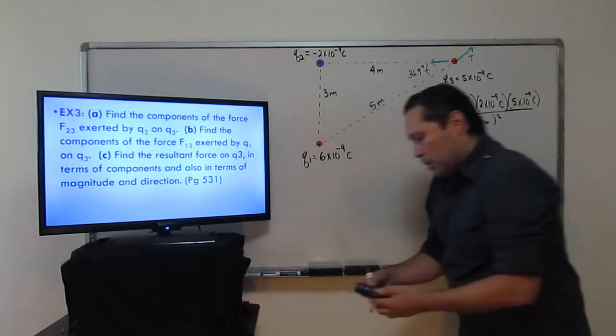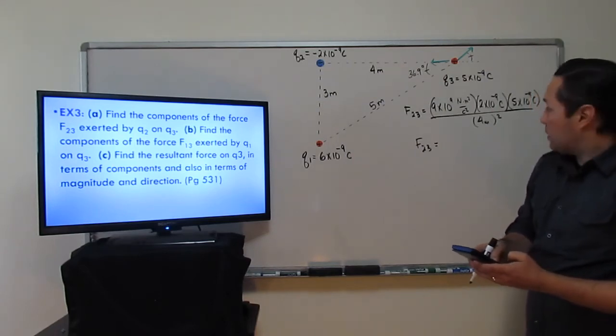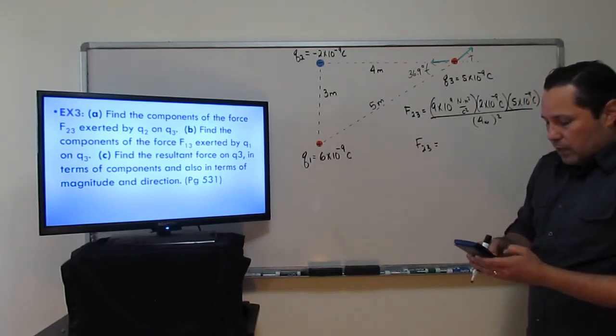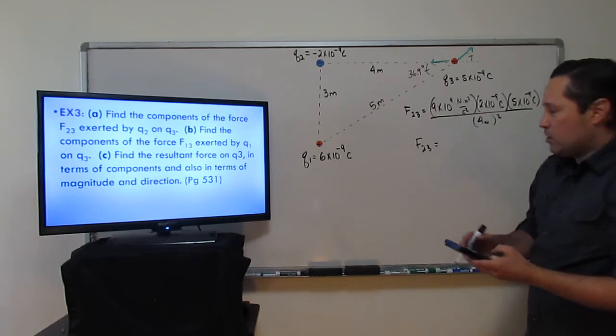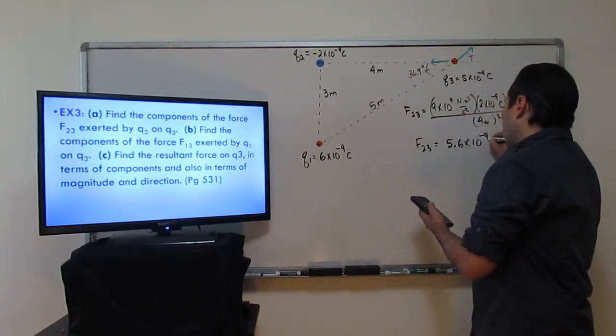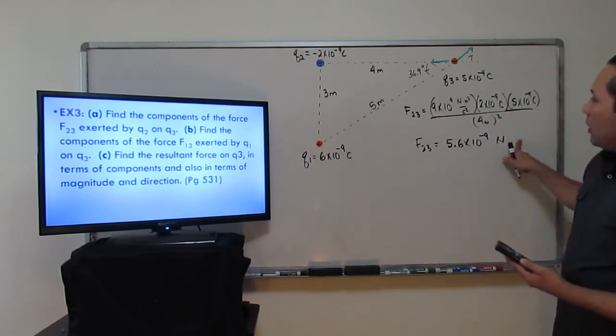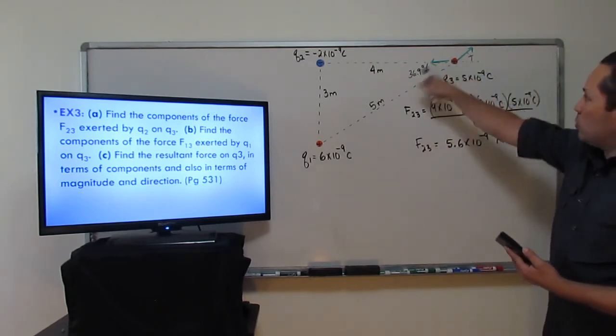So now we're going to go ahead and plug that into our calculator to get the answer. So it's going to be 9 times 10 to the 9 multiplied times 2 times 10 to the negative 9 multiplied times 5 times 10 to the negative 9, all of it divided by 16. This is an answer of 5.6 times 10 to the negative 9 newtons. Alright, so that is this first force right there going to the left.